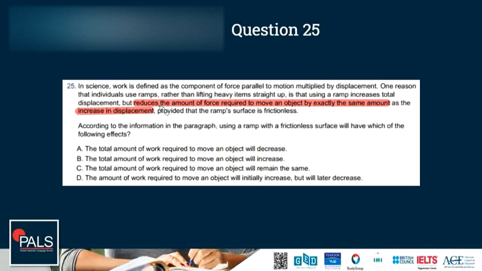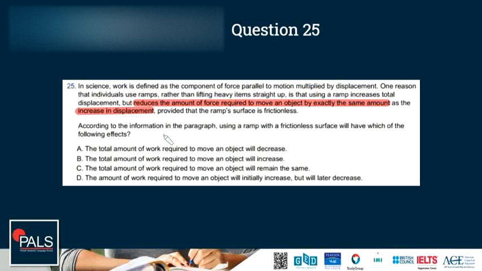So it says in the text, as we said already, using a ramp will increase the total displacement, but reduces the amount of force required to move an object by exactly the same amount. That means we will need exactly the same amount of work done.